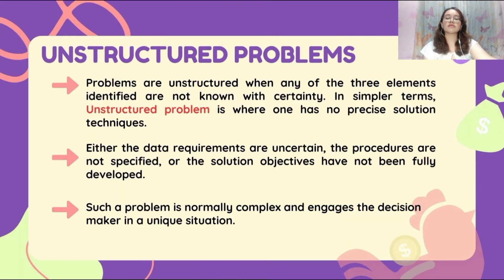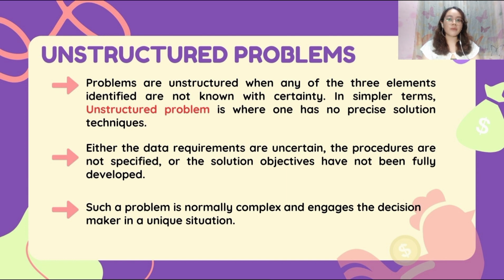Of course, if there are structured problems, there are also unstructured problems, the complete opposite, that are named when any of the three elements identified are not known with certainty. In simpler terms, the unstructured problem is where one has no precise solution techniques. How so? Either the data requisites are uncertain, the procedures are not defined or specified, or the objectives of the solution have not been fully established.